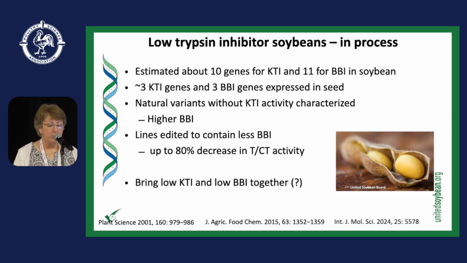It's estimated there are around 10 genes for KTI and about 11 for BBI in soybeans. A lot of this work has been done by Krishnan, and he's in the audience here, and he'll be talking in a few minutes. But natural variants without KTI activity have been characterized. And Hari found that the more you try to knock out KTI, the more BBI you get. So the plant compensates for trying to get rid of KTI by increasing another trypsin inhibitor.